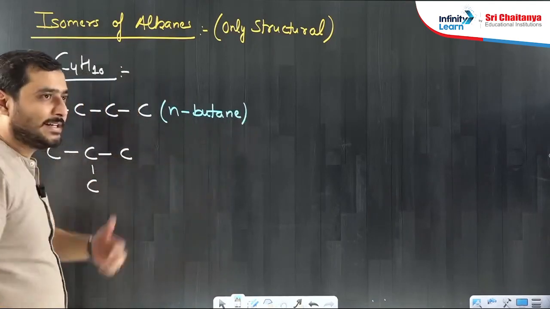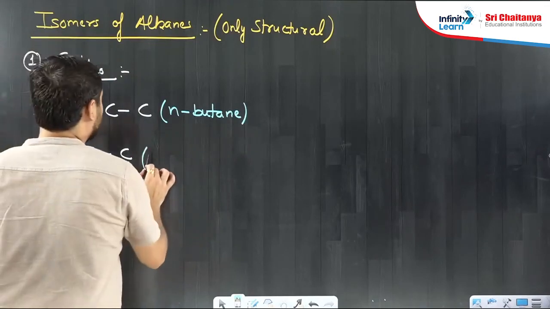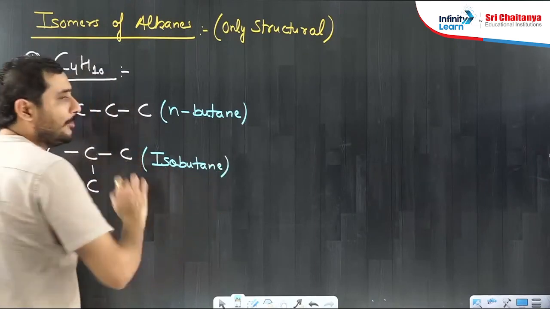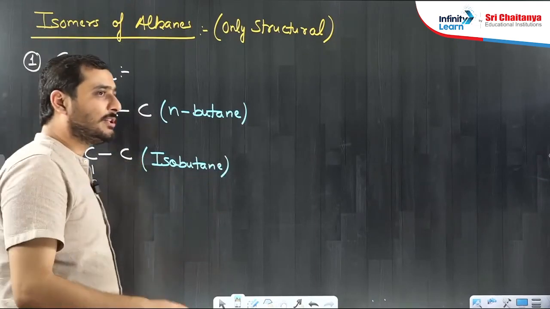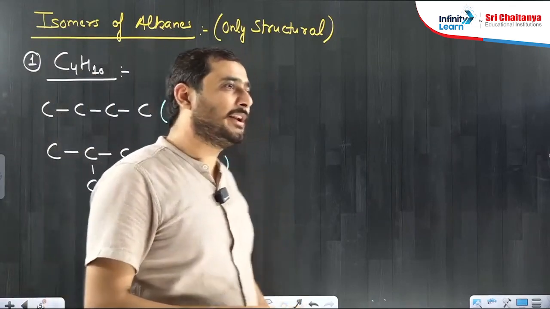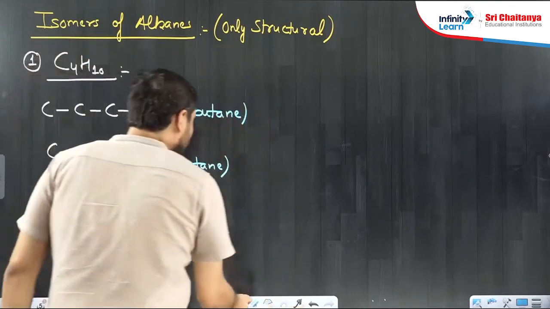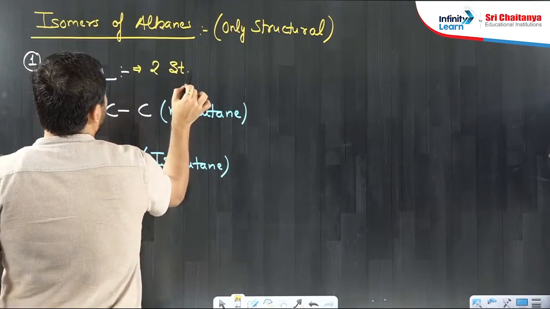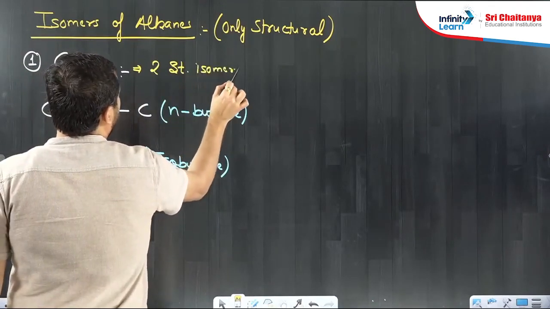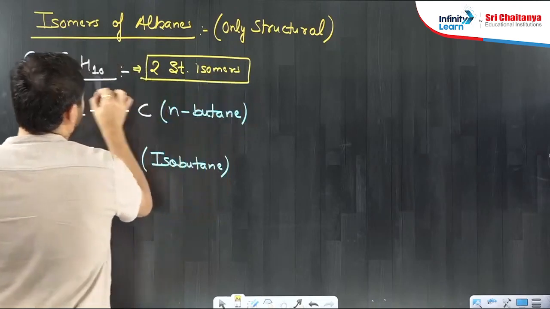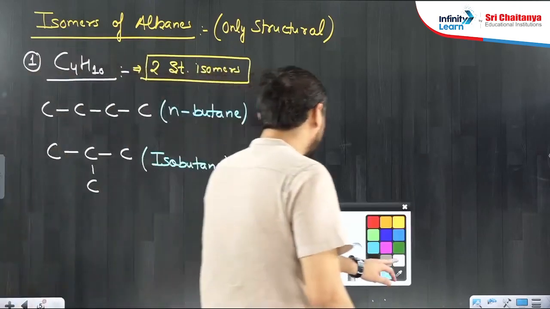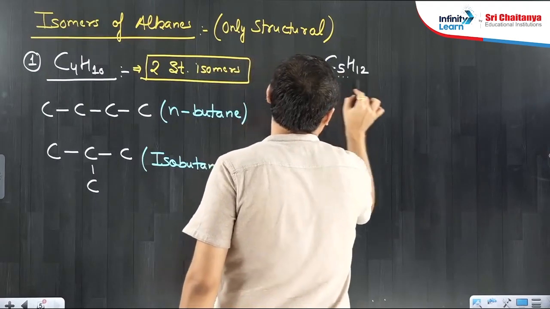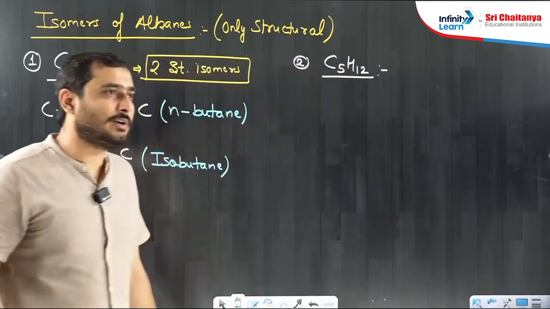What is the common name for the second structure? Isobutane. 2-methyl propane is the IUPAC name. The common name is isobutane. So how many structural isomers are possible for C4H10? 2 structural isomers are possible. Clear? Now next we have to write for C5H12. Try to draw how many isomers of C5H12 are possible.